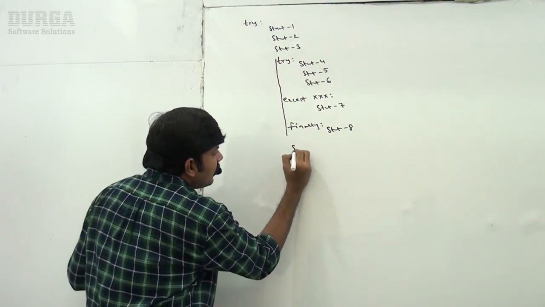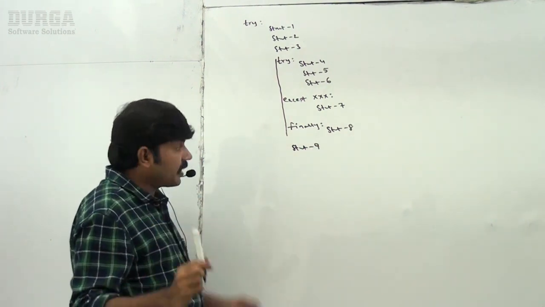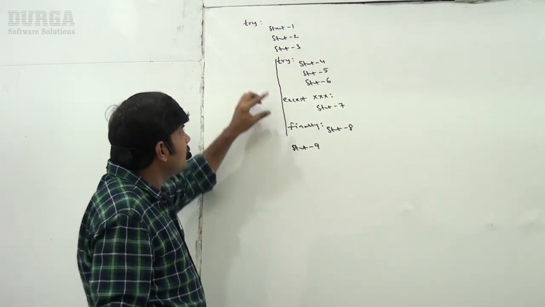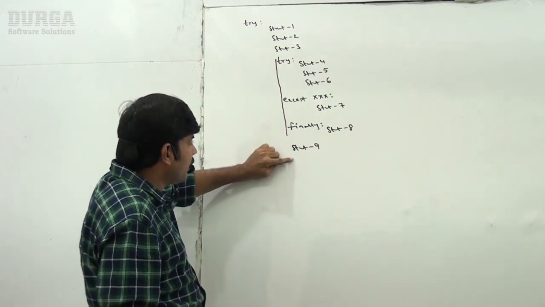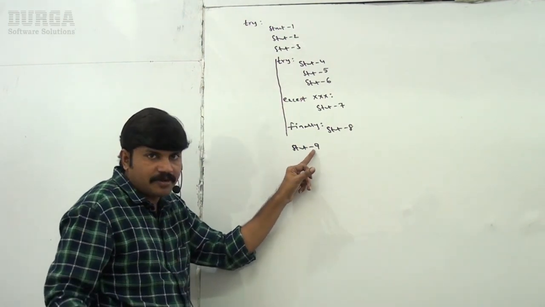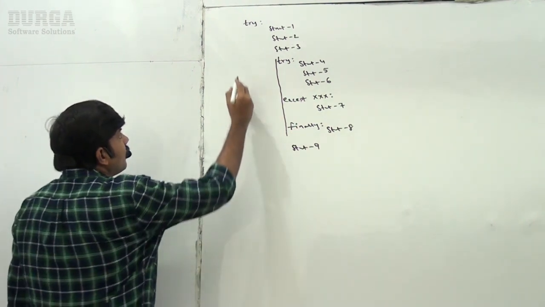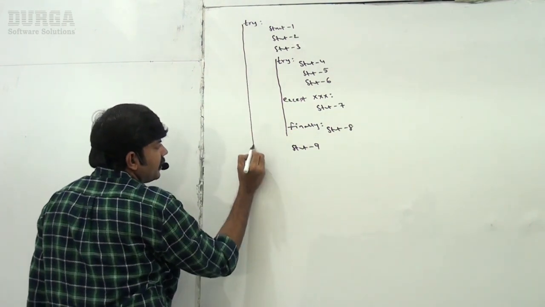Next after that, statement 9 I am taking. Take very special care: where am I taking statement 9? Within the outer try, outside of this inner try except finally. This statement 9 is nowhere related to the finally block. Observe carefully. Now the outer try is completed.